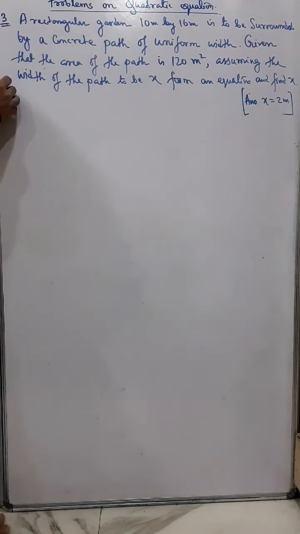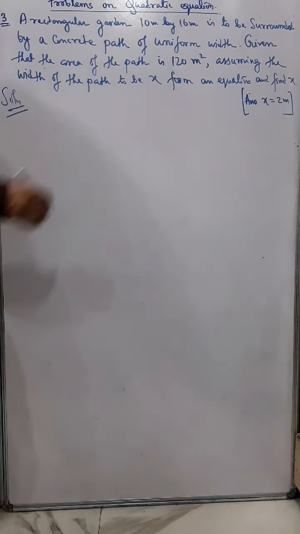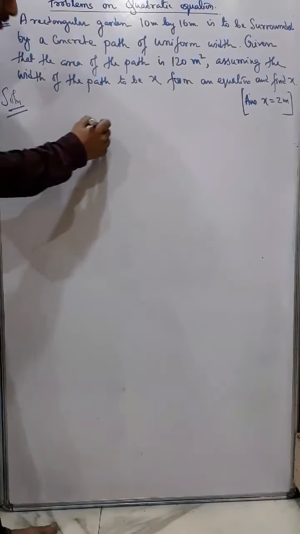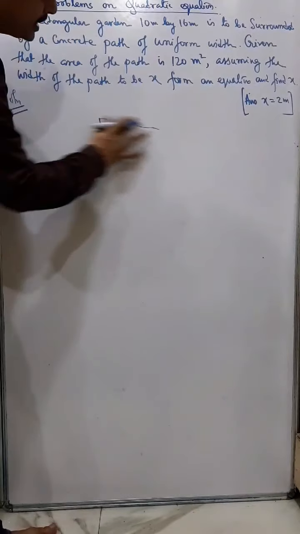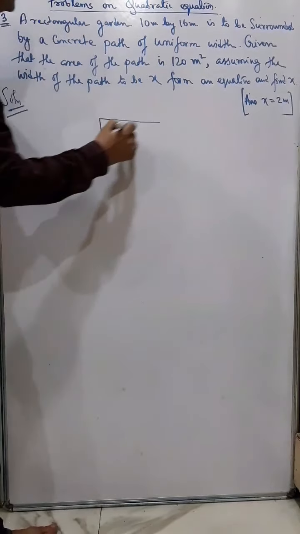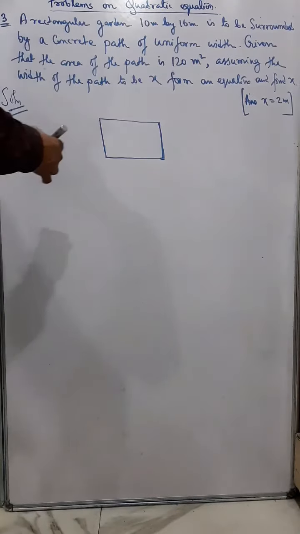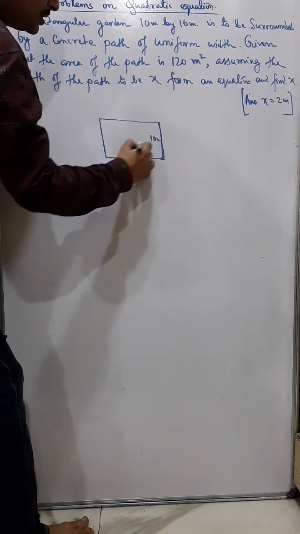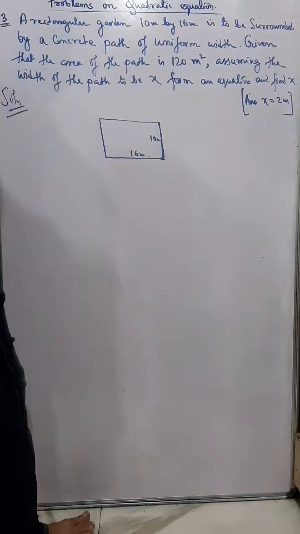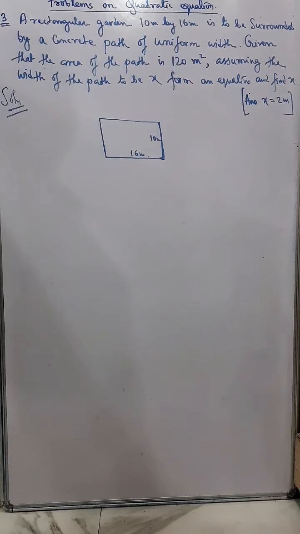Now in this sum, a rectangular garden of 10 meter by 16 meter is to be surrounded by a concrete path. See here, this is the rectangular garden, and they told it is 10 meter by 16 meter. So this will be 10 meter and this is 16 meter. And it is to be surrounded by a uniform path.